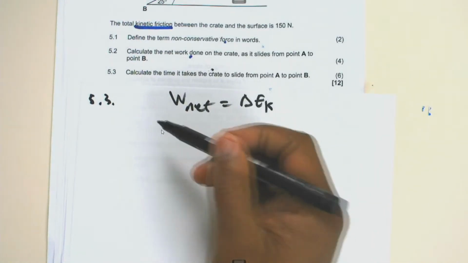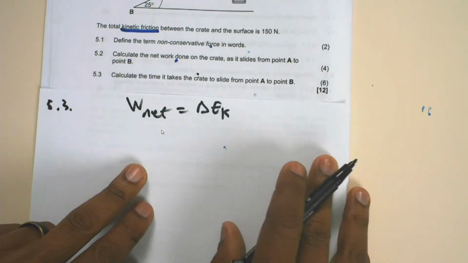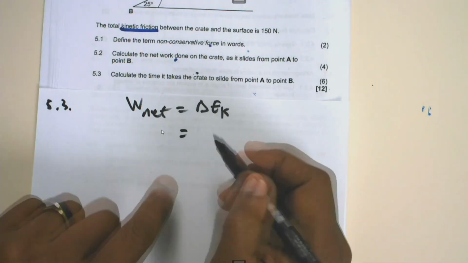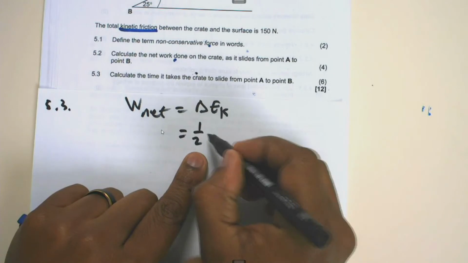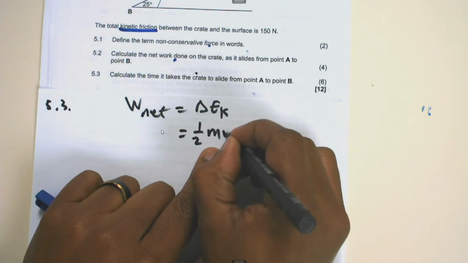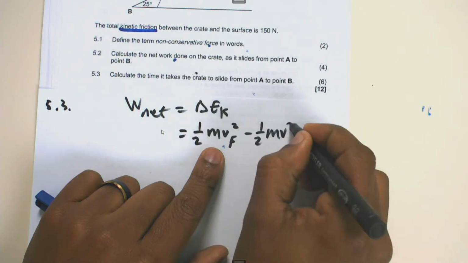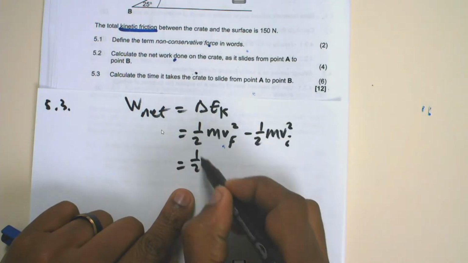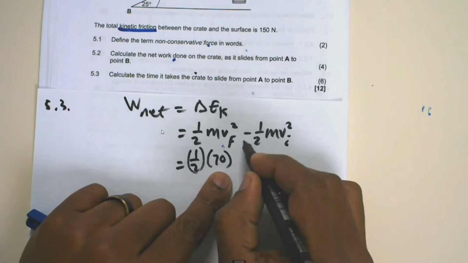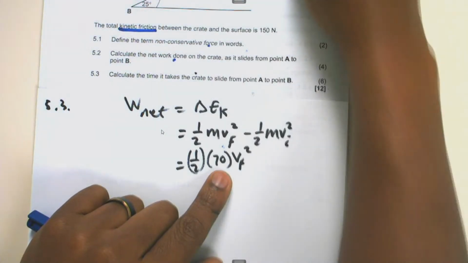I think we got something like 1888.67. So I am not going to substitute that yet. I want first to break this into a form that I can easily work through. So I have half mv squared final minus half mv squared initial. But I was told that the mass is 70. V final, I don't know what V final is at the bottom, at B.